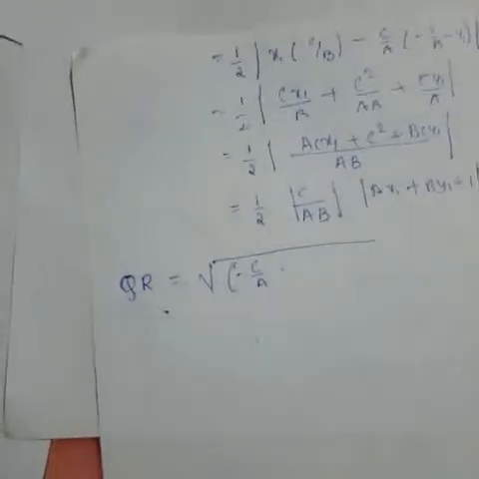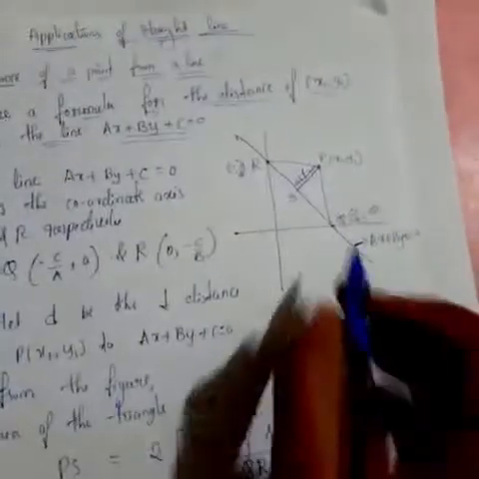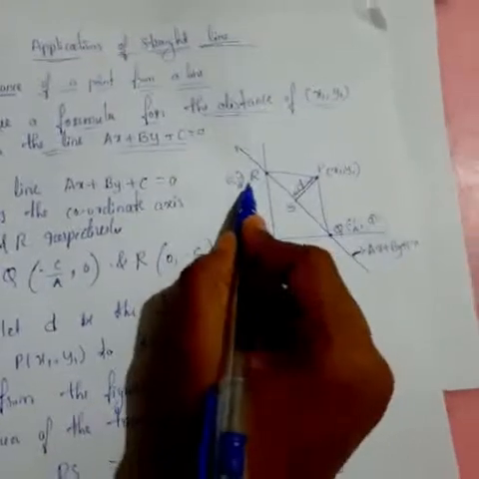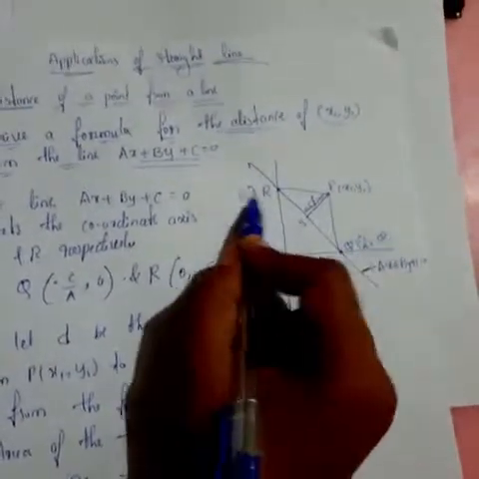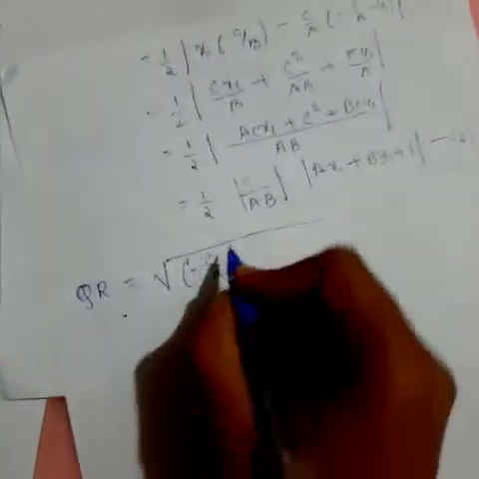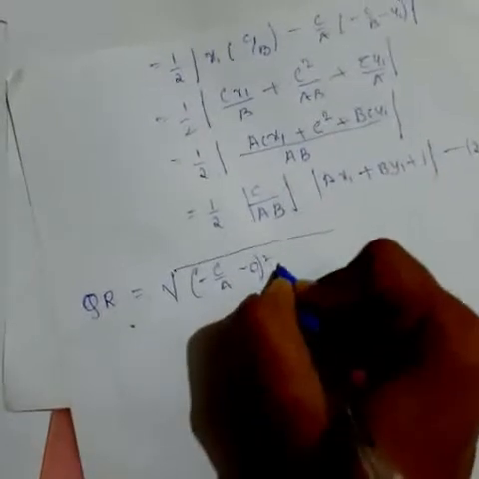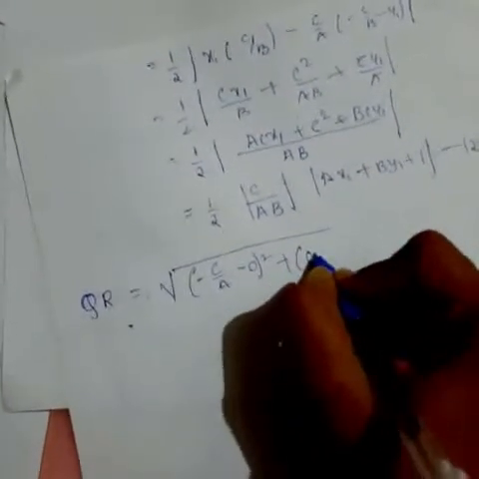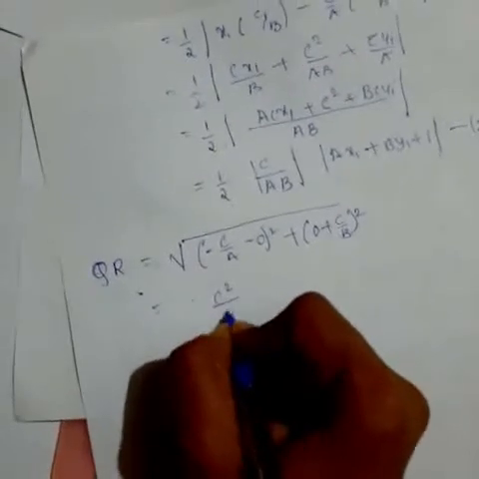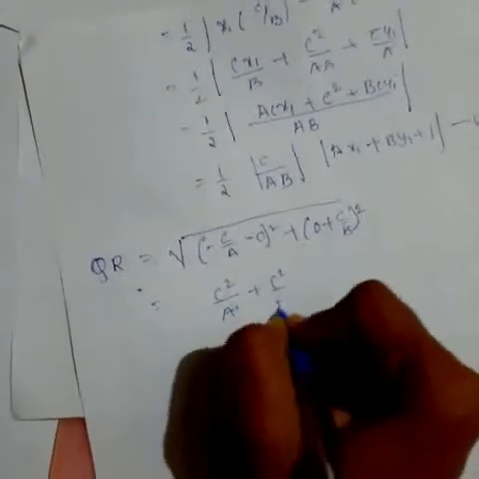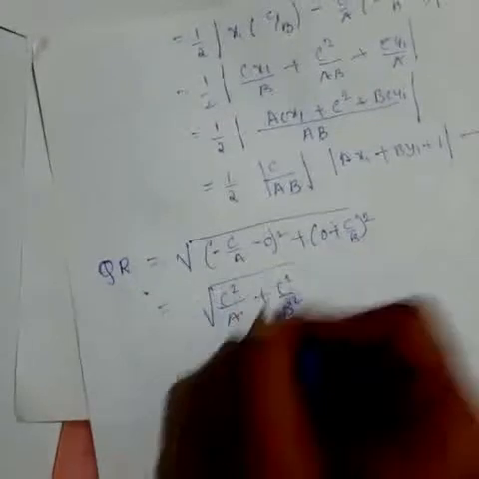Something here QR is nothing but what here? (x2, y2) and (x3, y3) are there. So this minus this, whole square, this minus this, whole square. That is nothing but (minus c by a minus 0) whole square plus (0 minus c by b) whole square, that is plus (c by c) whole square. Then next you will get what here? This is nothing but c square by a square. This is c square by b square.